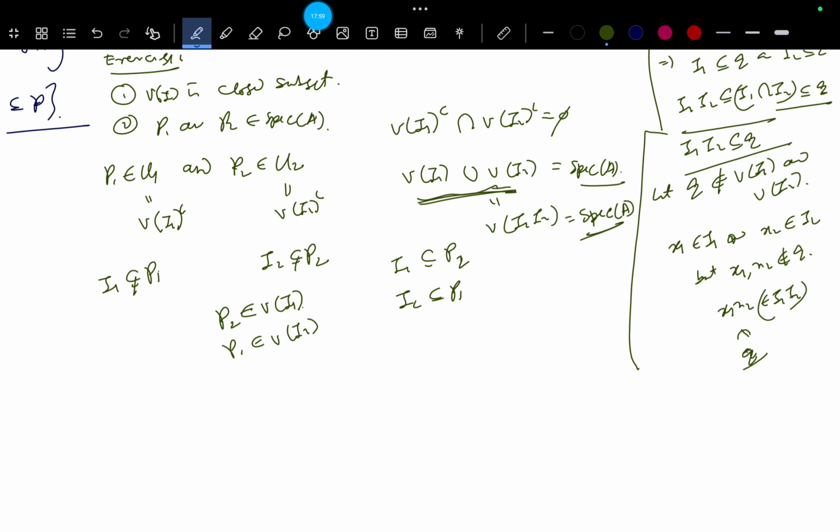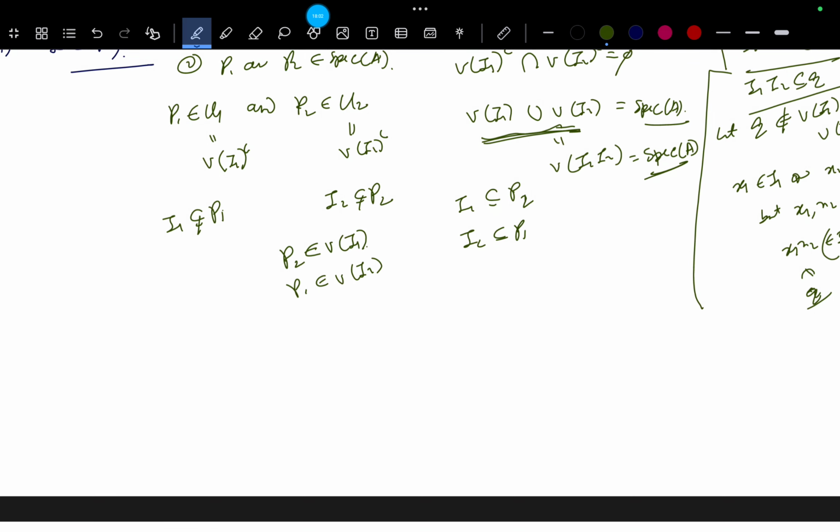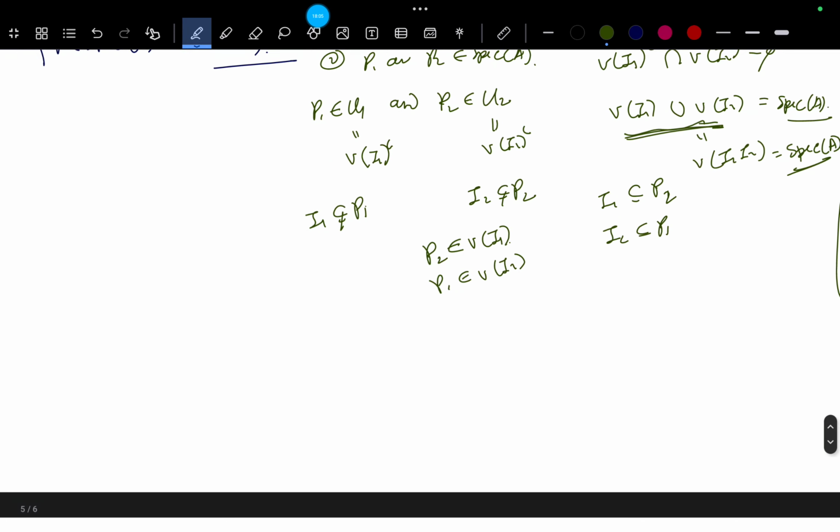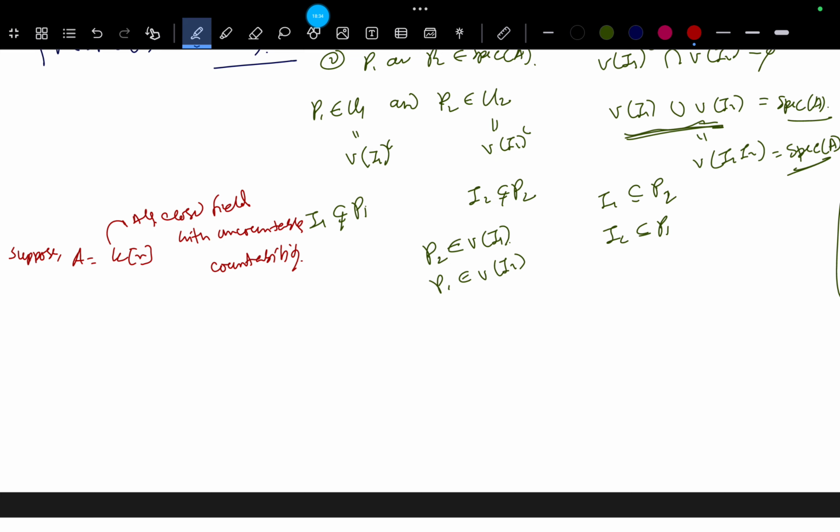So now here is a key point. Suppose we consider A to be K[x], where K is an algebraically closed field with uncountable cardinality. For example, you can consider K to be C itself. So it is C[x].